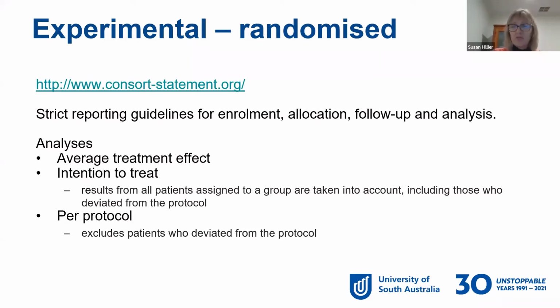And this is felt to be the most robust way, because it then doesn't become biased in terms of dropout or withdrawal or other sorts of deviations. In contrast, per protocol analysis recognises that sometimes we do want to know what the true effect of the intervention is, as stated, and as when it is fully experienced, as stated a priori in our protocols. And this therefore excludes patients who deviated from the stated protocol.